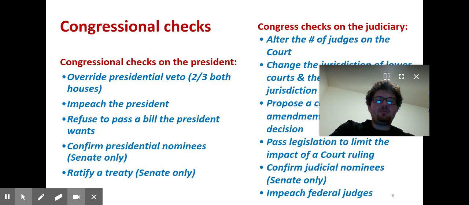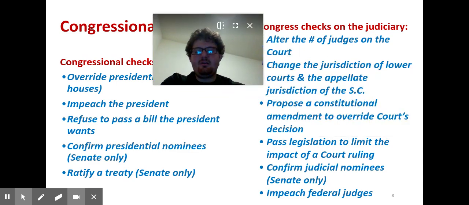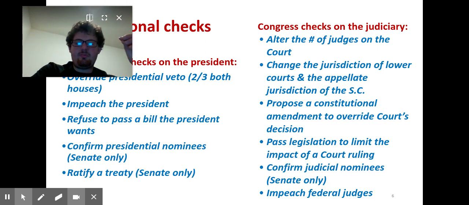They have the ability to confirm or, I guess, really reject presidential nominees. So the president has a lot of power in who he appoints into the various offices of government, but no one gets there without being confirmed by the Senate. And so I mentioned that before, where the president can make a treaty with another nation. That's an awesome power, but once that happens, it has to be ratified by the Senate.